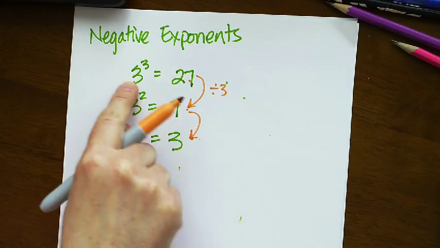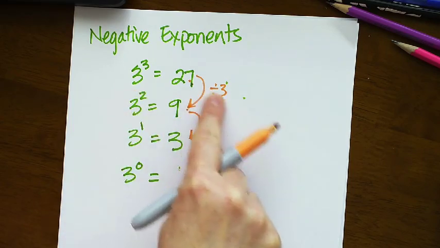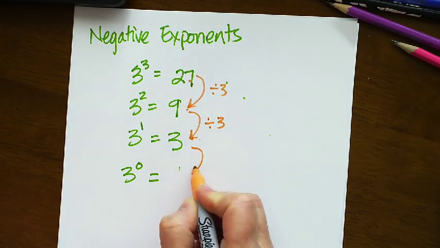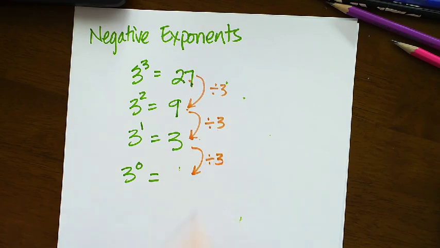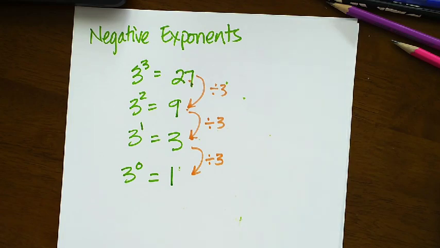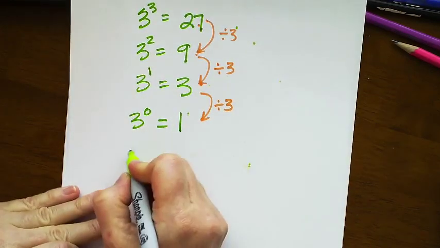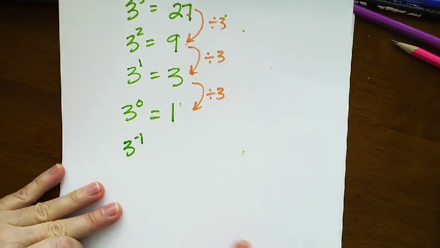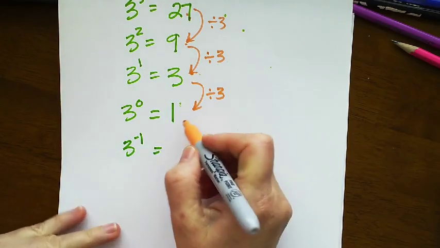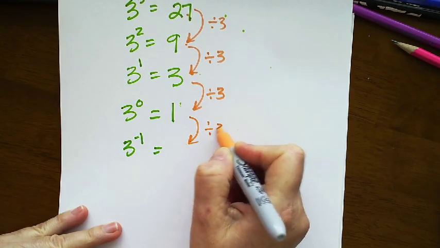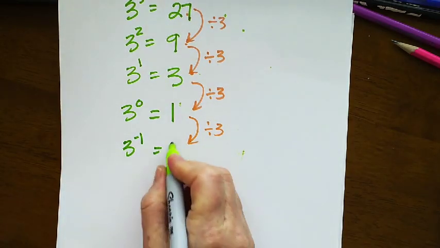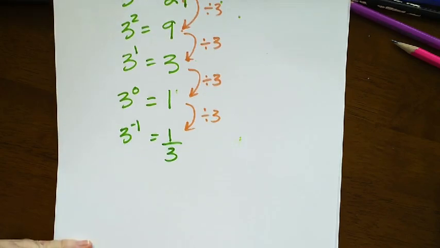Because if you're multiplying by 3 to increase the exponent, you're dividing by 3 to go backwards. 9 divided by 3 is 3. So then 3 divided by 3 is 1. Okay, so then what about 3 to the negative 1 power? What would that be? Well, I'm just going to use my same pattern and do 1 divided by 3. And that's my answer, 1/3.